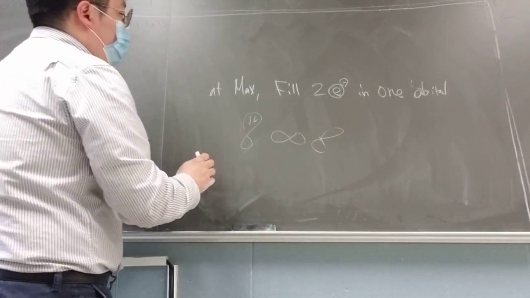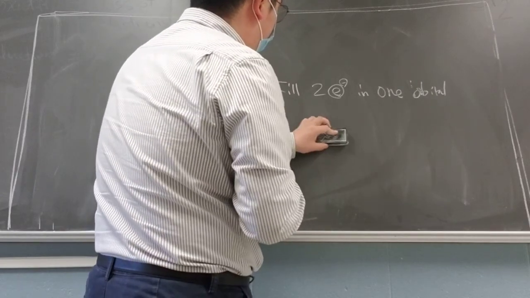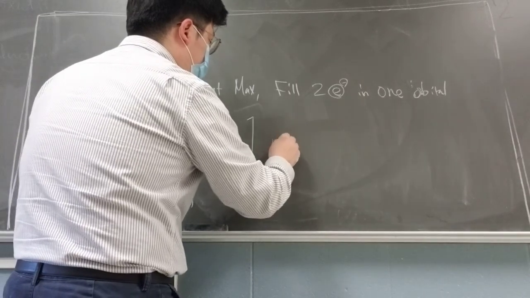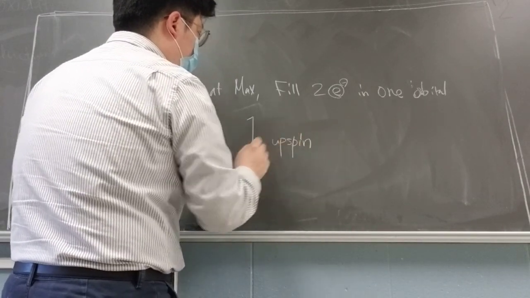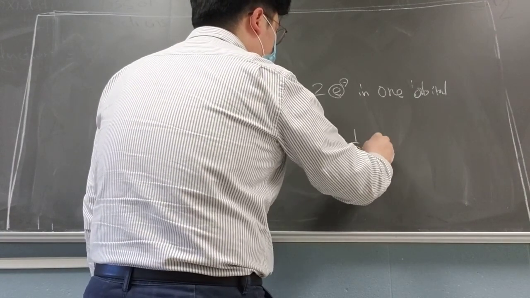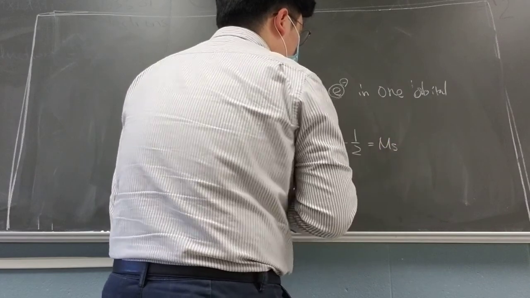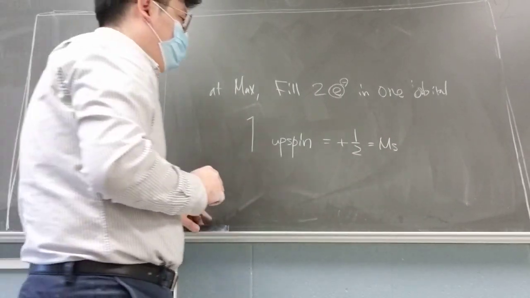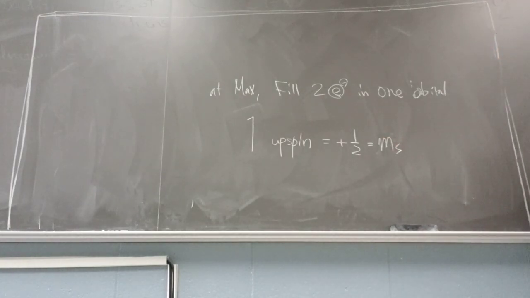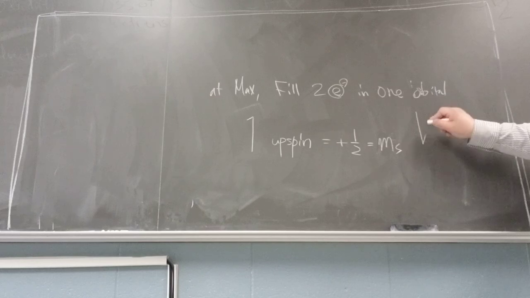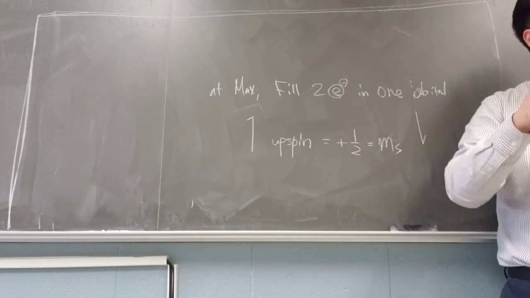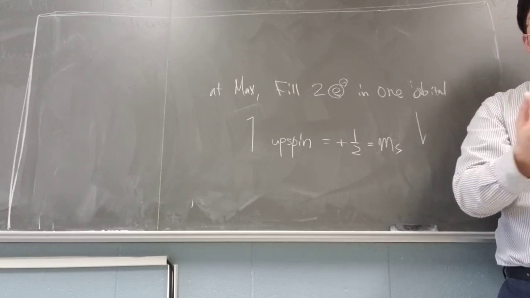So the one that is going up is what we call upspin. We put a plus half for its magnetic spin number, so it's ms. And the other one is what we call downspin. It's just going down. So the upspin and downspin are the direction of the magnetic field direction vector.